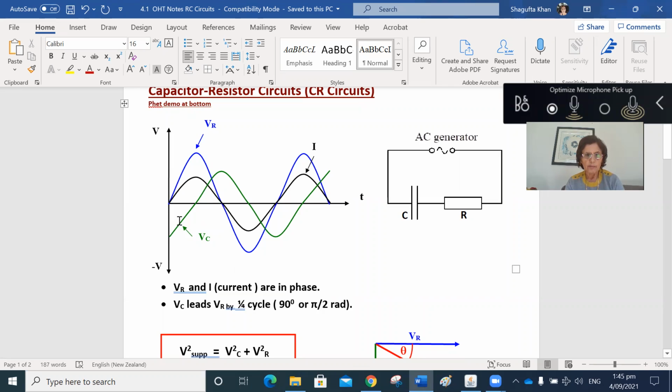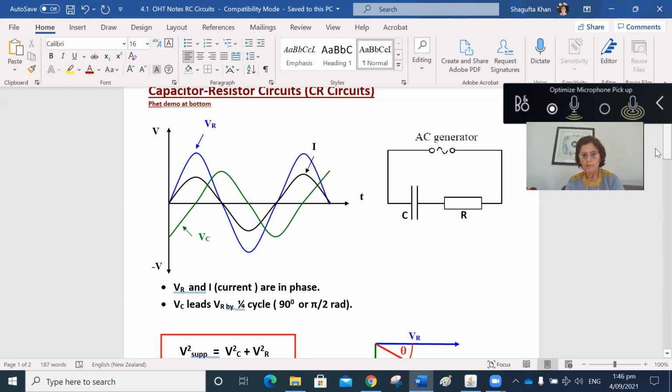So when voltage across the resistor is zero, this one is a negative maximum, and it becomes zero after a quarter of a cycle. So that is one full period, and that's a quarter of a cycle. Or what we can say is that voltage across the resistor and current are in phase, whereas voltage across the capacitor lags. Sorry, that's a major mistake here. It lags VR by 90 degrees. I will make the correction later.